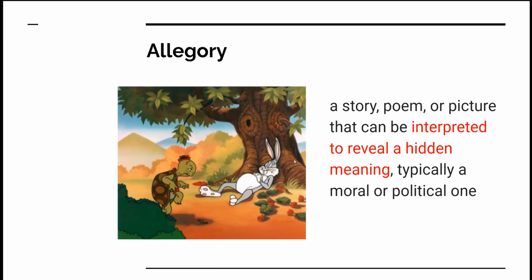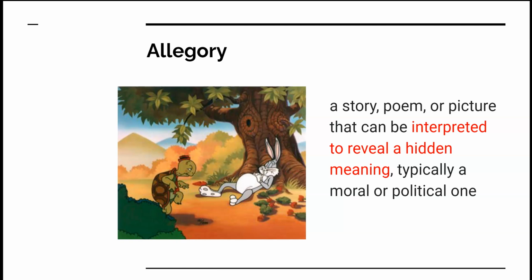Now, our first technique is going to be allegory. The reason this is first is because it really is the umbrella term that kind of covers everything. Basically, a lot of satire is going to be an allegory, which is a story, a poem, a picture, a movie, whatever, that can be interpreted to reveal a hidden meaning. And most of the time, this hidden meaning is some kind of a moral or political lesson.